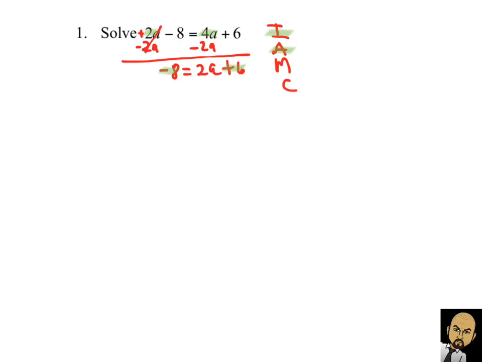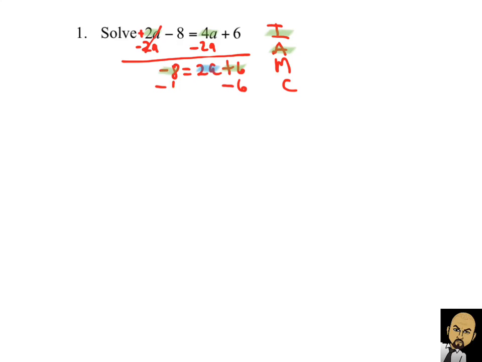And so now we go to the next step, which is A, which means undo adding and subtracting of a constant term. Well, we have a constant term on both sides. We got negative 8 and we got positive 6. But we want to isolate that variable term. We want 2a by itself. So which constant term are we going to undo? We're going to undo positive 6.